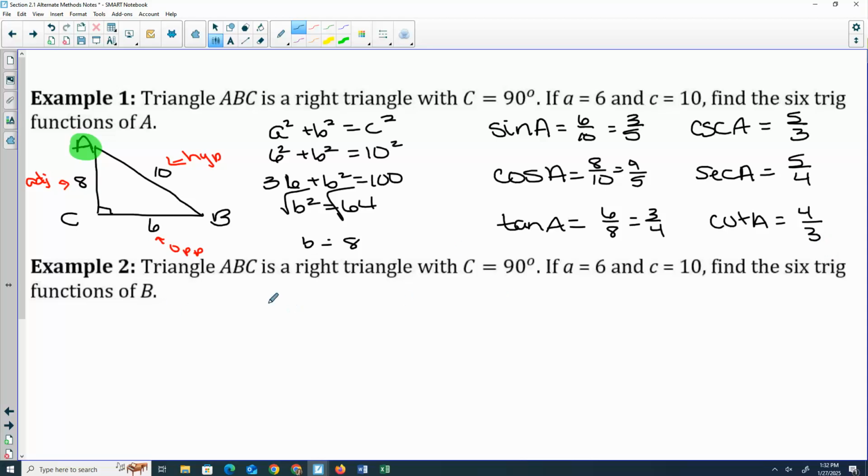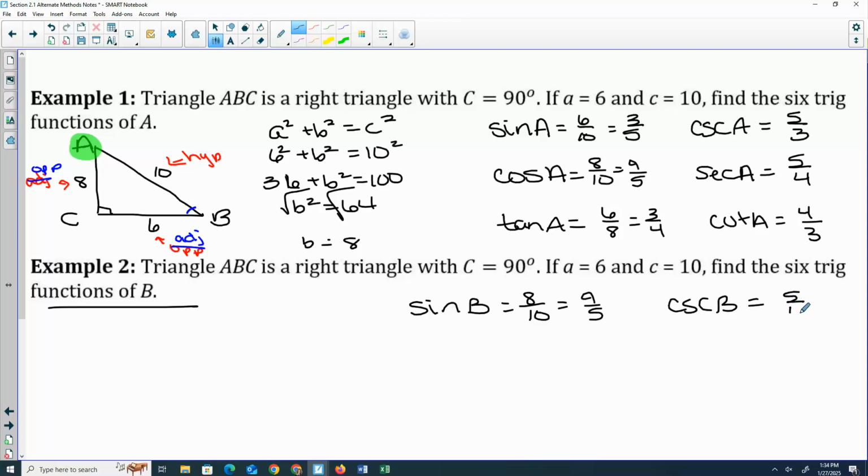I want you guys to do the exact same thing. It's the same triangle, but this time I want the 6 trig functions of B. Because I switched my viewpoint, if I'm looking from angle B, this becomes my adjacent side, and this becomes my opposite side. So sine of B, opposite over hypotenuse, 8 over 10 or 4/5. So that means cosecant of B is 5/4.